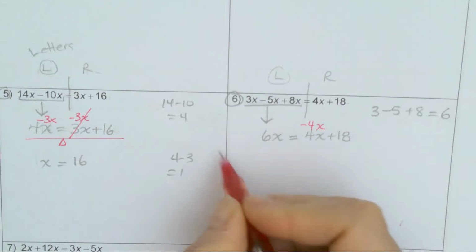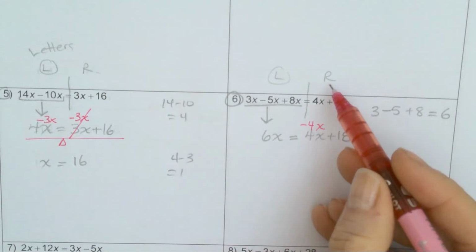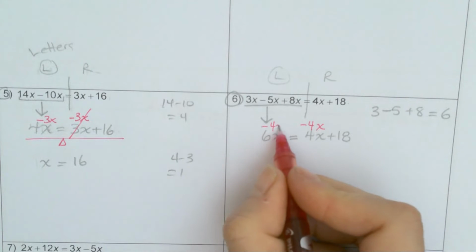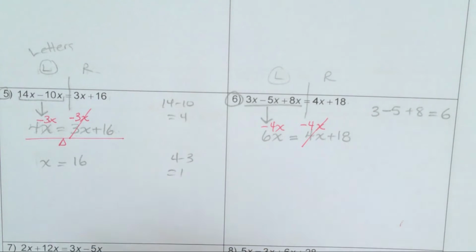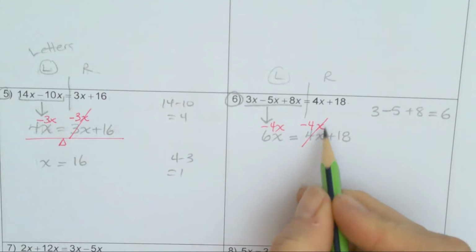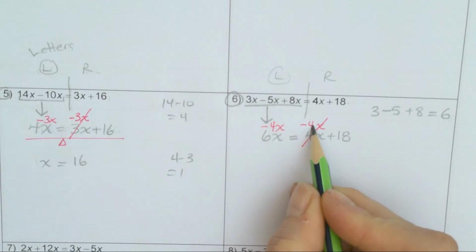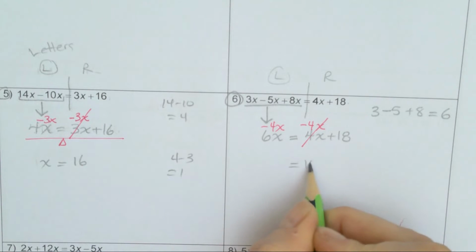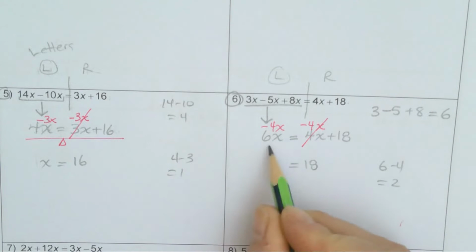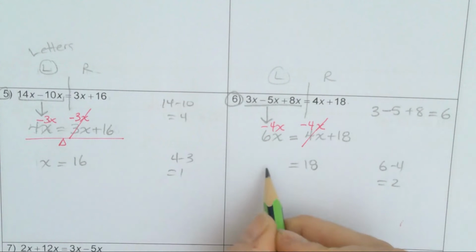And I have to do the exact same to the other side. So I just did it to the right side, so now I have to do it to the left side. Minus 4x. So that's gone. On my right side, this is gone because 4 minus 4 is 0, so I just have the 18. And then I have 6 minus 4, which equals 2. 6 minus 4 is 2, so this is 2x.